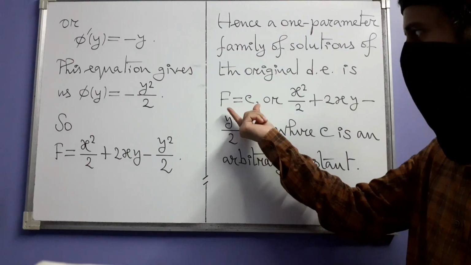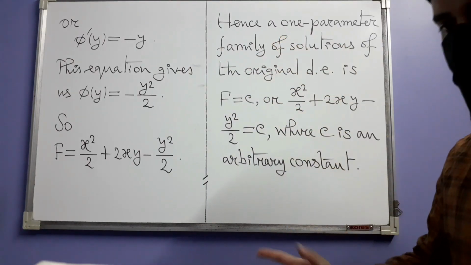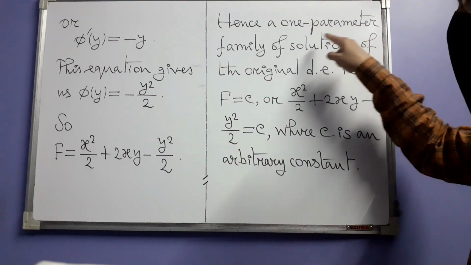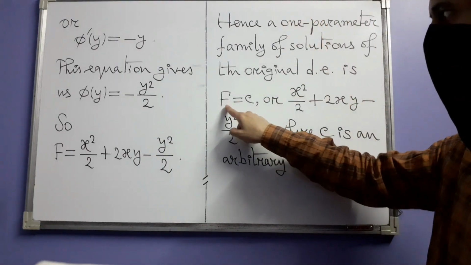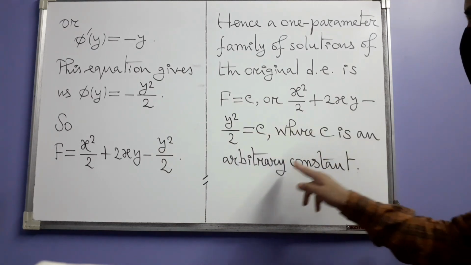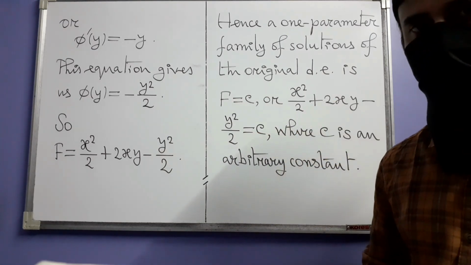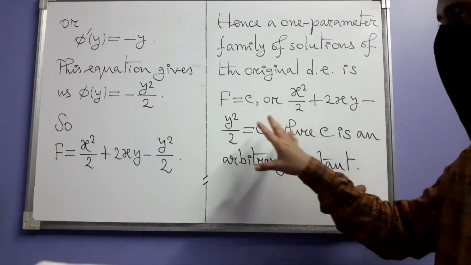The solution is this, and we write this last part somewhat formally. Hence, a one parameter family of solutions of the original differential equation is f equal to constant, or this thing equal to C, where C is an arbitrary constant or parameter of this family. So this is one of the methods.